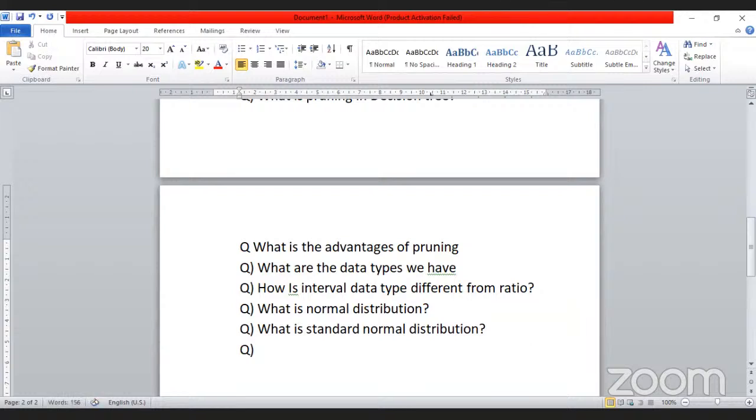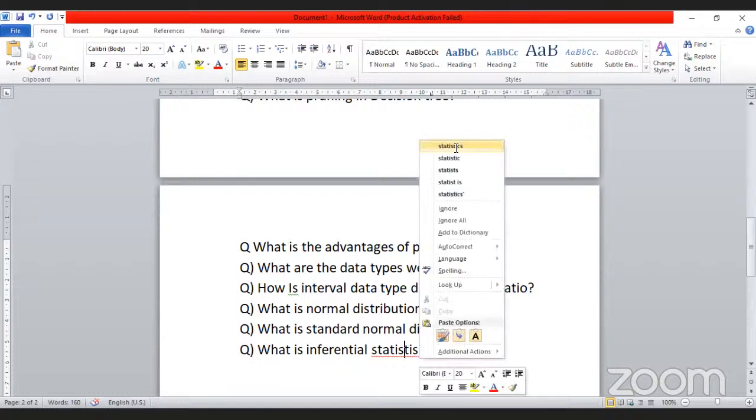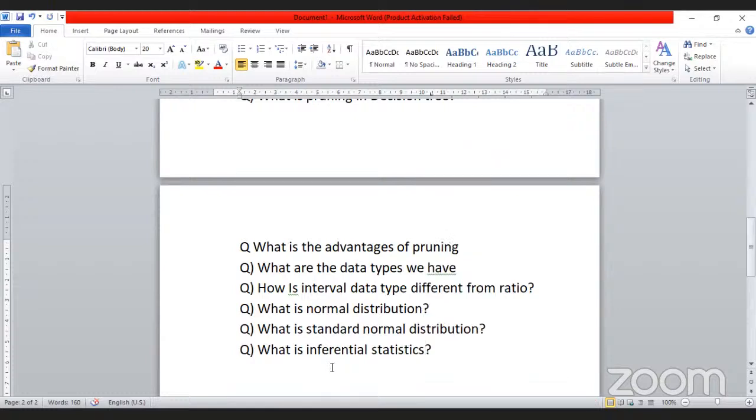The next question is, what is inferential statistics? Okay, what is the inferential statistic?